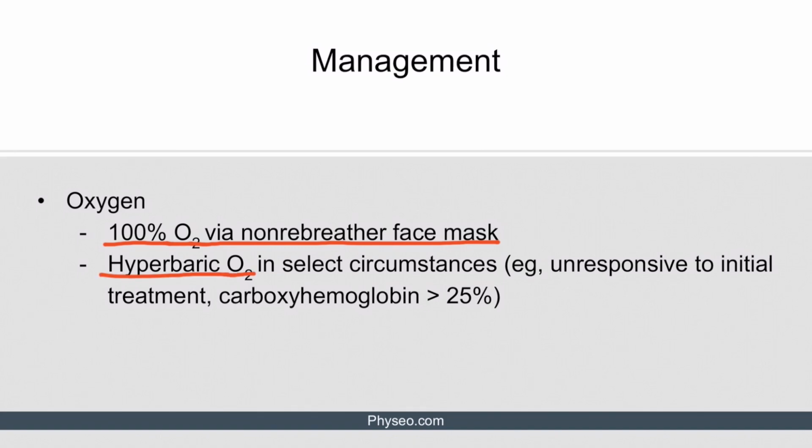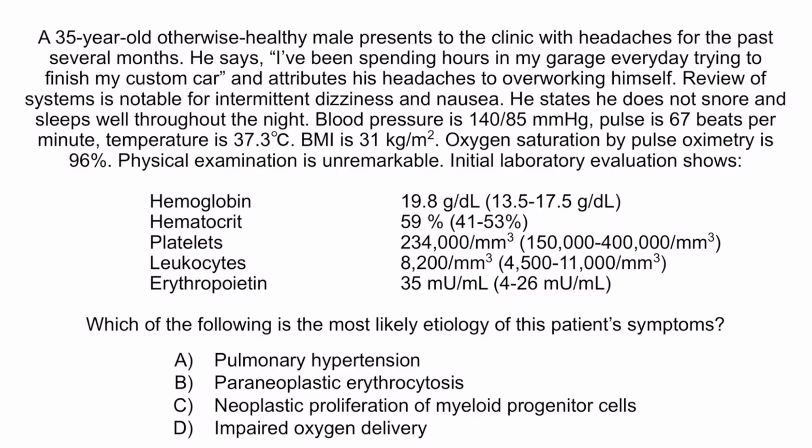For simplicity's sake, just think of this in occasions where the patient is unresponsive to initial treatment, or they're just incredibly sick. For example, our carboxyhemoglobin level greater than 25%. So in other words, default to 100% oxygen, but you can use hyperbaric oxygen. Now let's wrap up with a board-style question.